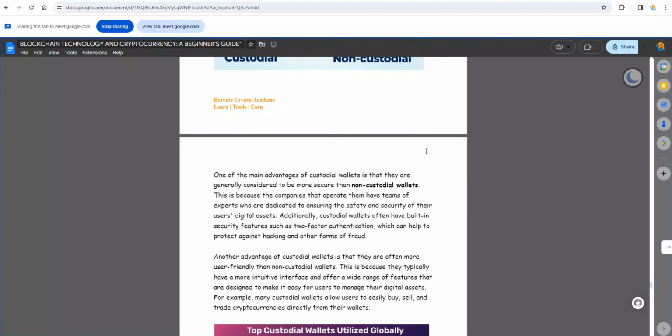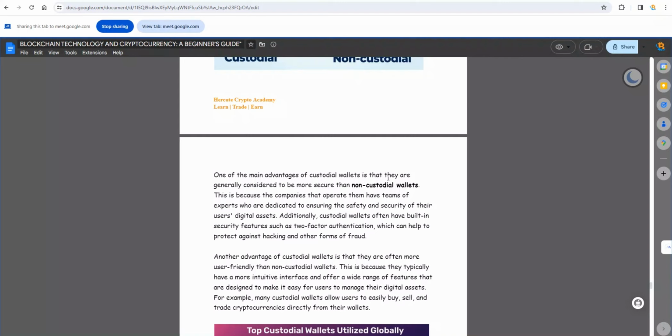One of the main advantages of custodial wallets is that they are generally considered to be more secure than non-custodial wallets. Why is this so? This is because the companies that operate them have teams of experts who are dedicated to ensuring the safety and security of their users' digital assets.